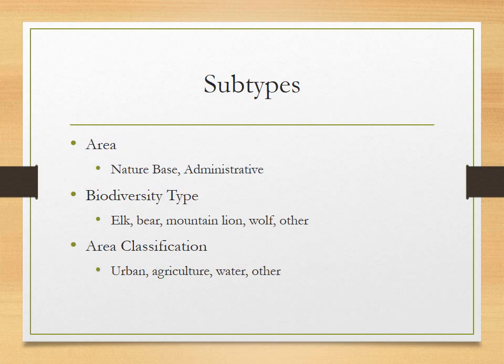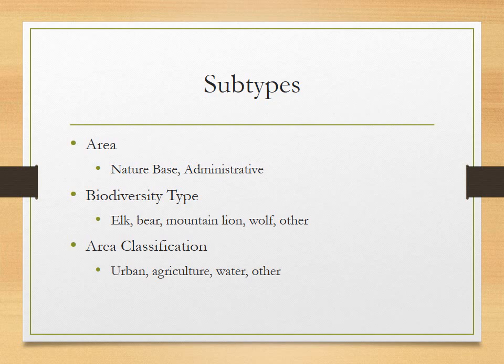From there, I used several subtypes. Area is limited to two: nature-based and administrative. That way we could determine, is this an area where we are doing something to help protect elk populations, or are we not? Is it in its natural state with little human interaction?